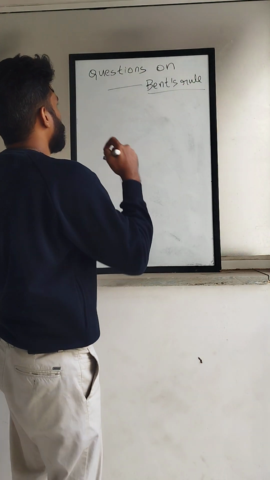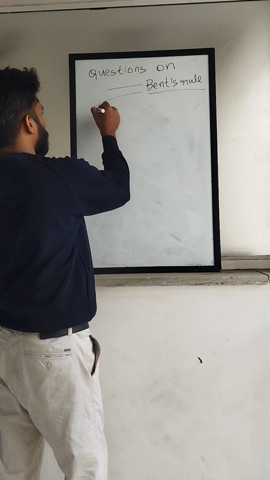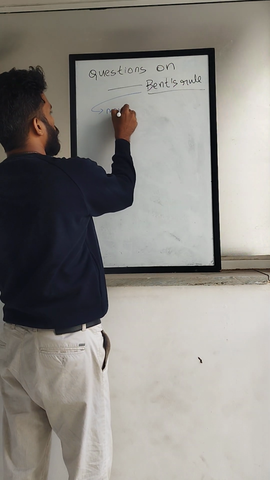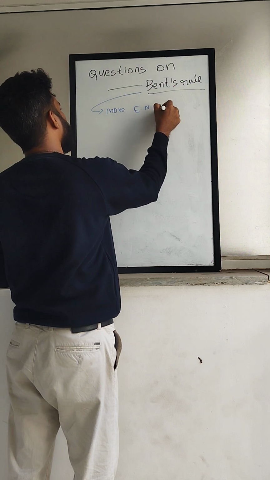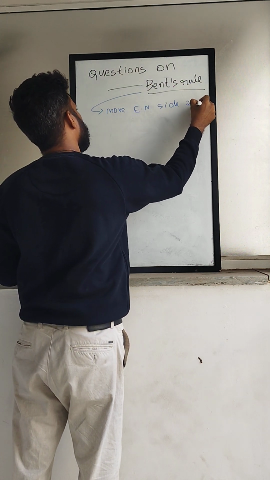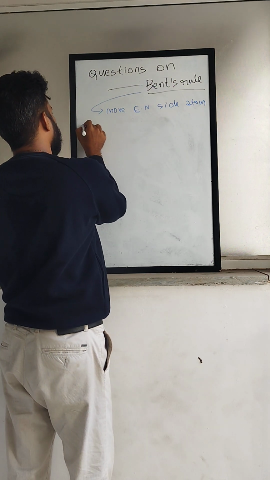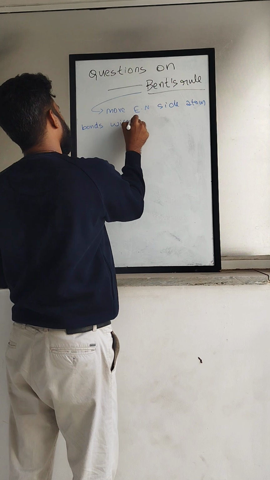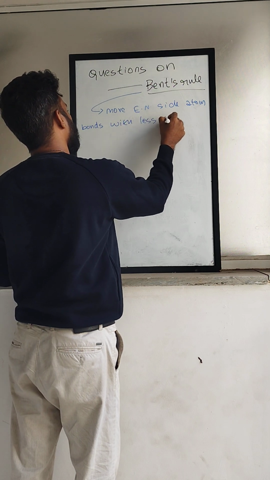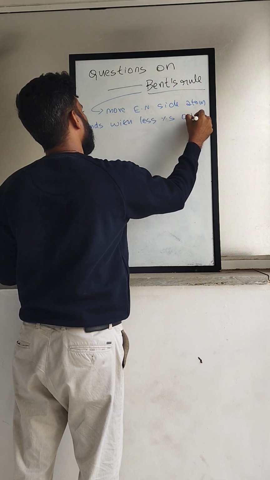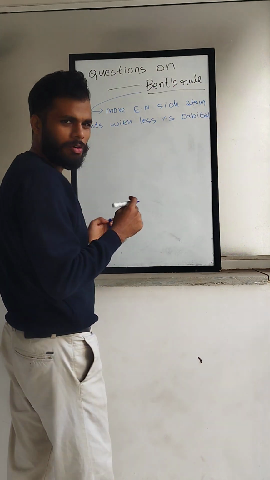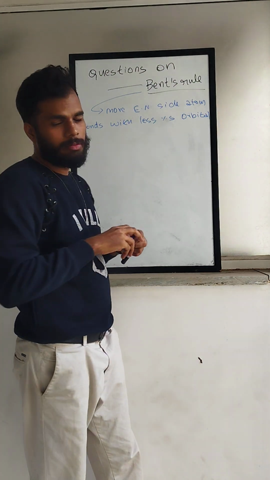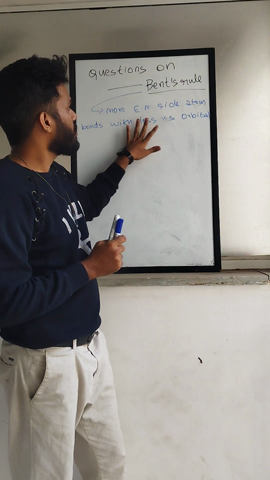I will write it again. What is Bent's rule? The more electronegative side atom bonds with the orbital of less percentage s character. So I wrote it in short form, right? You assume that you already know Bent's rule. This is just question practice, different types of questions. So this is Bent's rule.